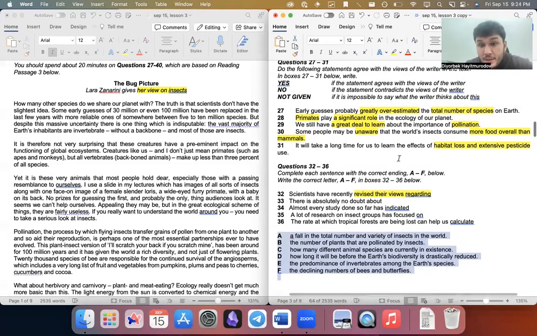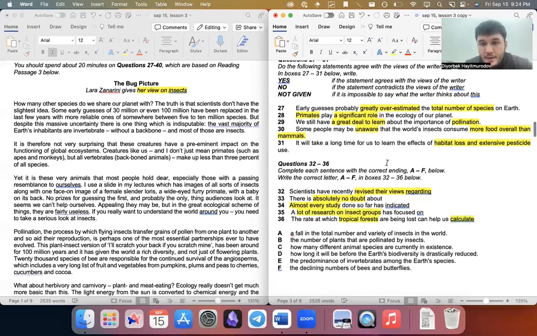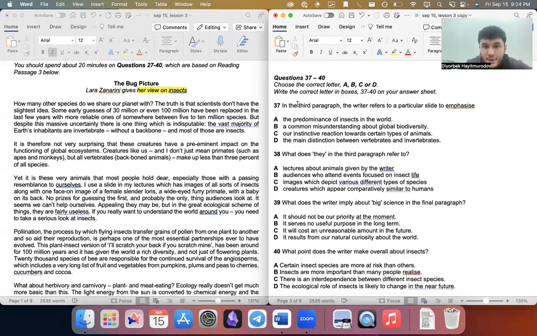It's already bigger. It cannot be bigger than this. There's absolutely no doubt. Almost every study done so far, that's a key word. Then a lot of research on insect groups, the rate at which tropical forests are being lost can help us calculate something. And then I move on to the next question in the third paragraph.